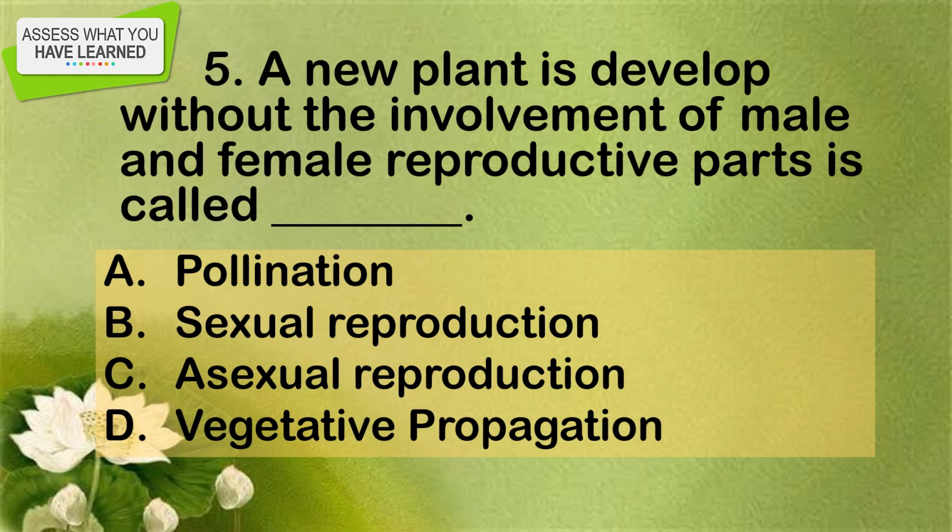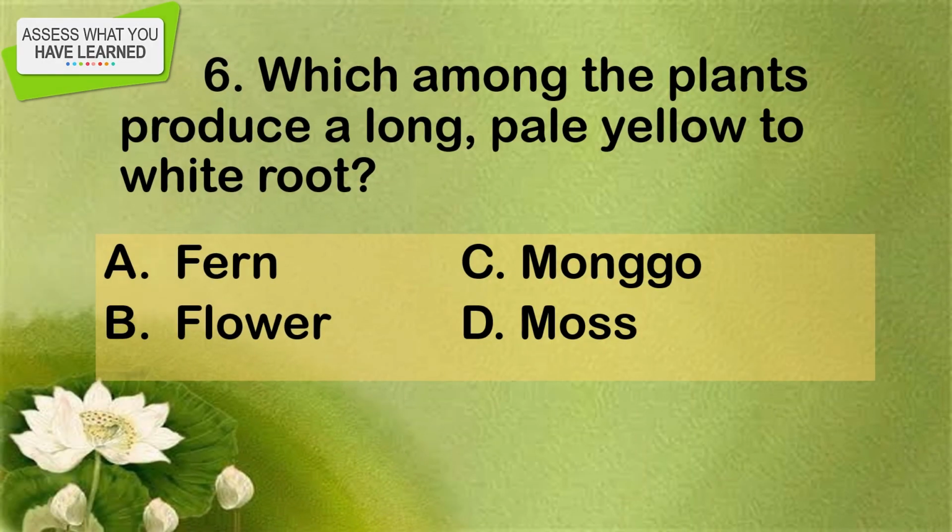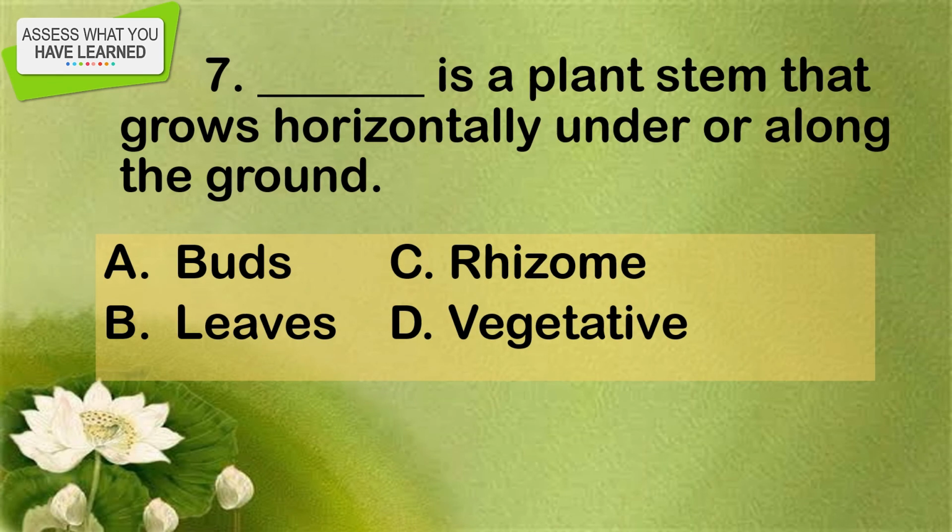Number 5. A new plant developed without the involvement of male and female reproductive parts is called blank. A. Pollination. B. Sexual reproduction. C. Asexual reproduction. Or D. Vegetative propagation. Number 6. Which among the plants produce a long, pale yellow to white root? A. Fern. B. Flower. C. Mungbean. Or D. Moss.